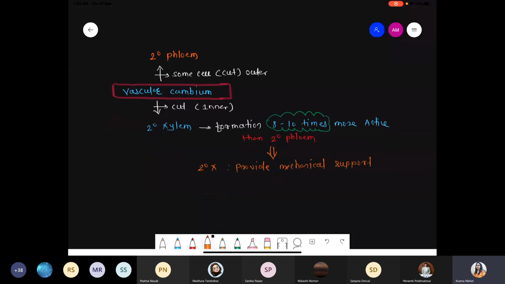Please remember this point, and if you want, you can write down one point. Secondary xylem is an indication, a signal, that wood formation has been initiated inside the plant. And once wood is formed, it means the plant has become a mature plant showing secondary growth. Got it? So secondary xylem means wood gets formed inside.